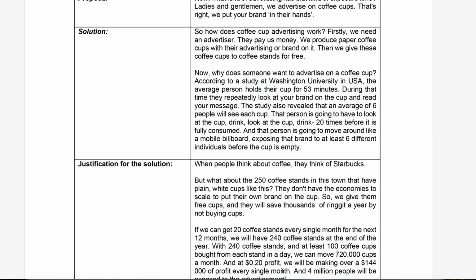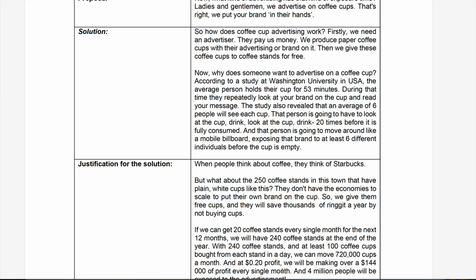The solution is where you explain in detail how you are going to realize your proposal or your idea. Yeah, so this is where you add in your solution. So how does coffee cup advertising work? So of course, first, second, third, you can read. I'm not going to read it for you, all right? It's pretty long, but of course you can read this.